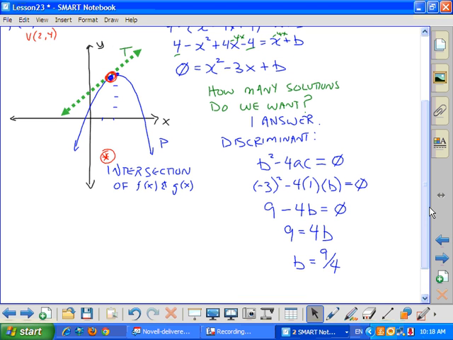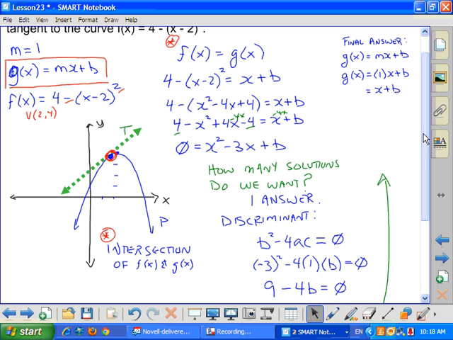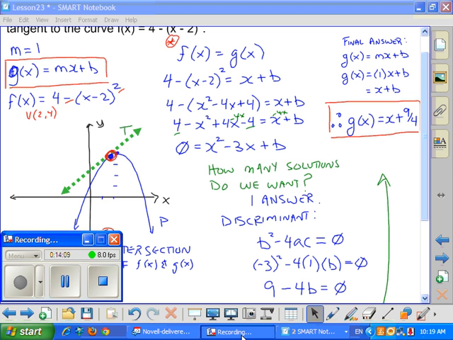So taking that information and going back up to where I was, therefore, g of x has to equal x plus 9 over 4. That gives us the equation of a tangent line that has a slope of 1, and we now know the y-intercept. All right, so there is our final answer. Now I'll go to the next video to finish up the second example.